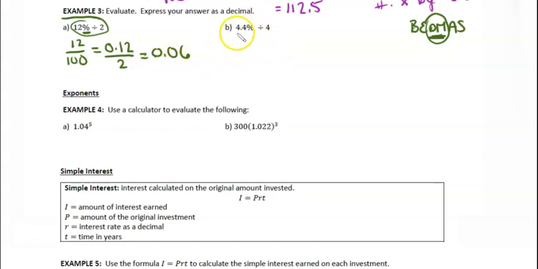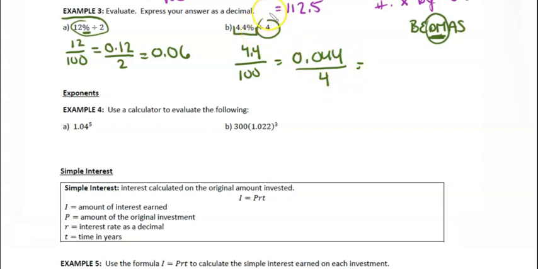Okay, B, 4.4% divided by 4. So let's calculate the percentage first. We would have 4.4, just take the number as it is. Don't do anything to it, don't move the decimal, nothing. We're going to divide that by 100. Okay, and we get 0.044. Now, we're now going to divide it by 4. So we get 0.011.